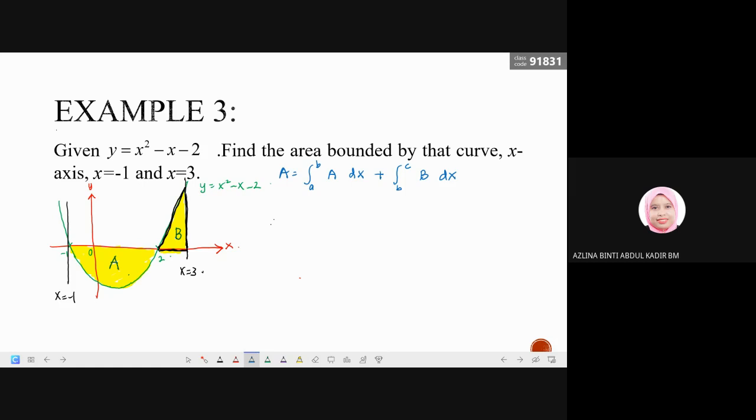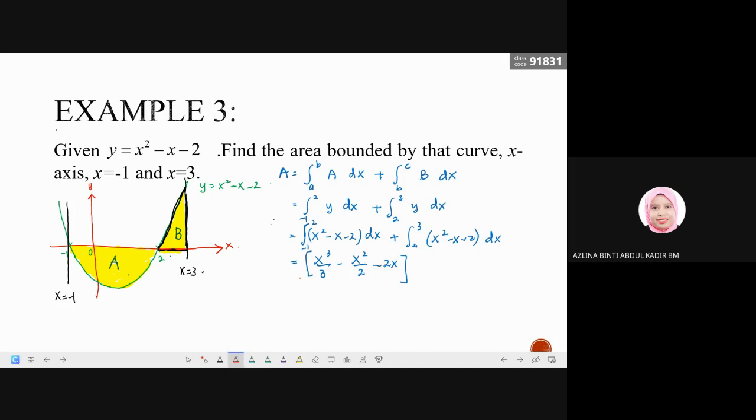So, mari kita masuk limits of integration A to B. First part, yang part A tu from negative 1 until 2. Okay, function dia, y dx plus B to C, 2 until 3, y dx. So saya masuklah y tu x squared minus x minus 2, negative 1 until 2 dx plus 2 until 3 x squared minus x minus 2 dx. And then integrate macam biasa, x cubed over 3 minus x squared over 2 minus 2x.